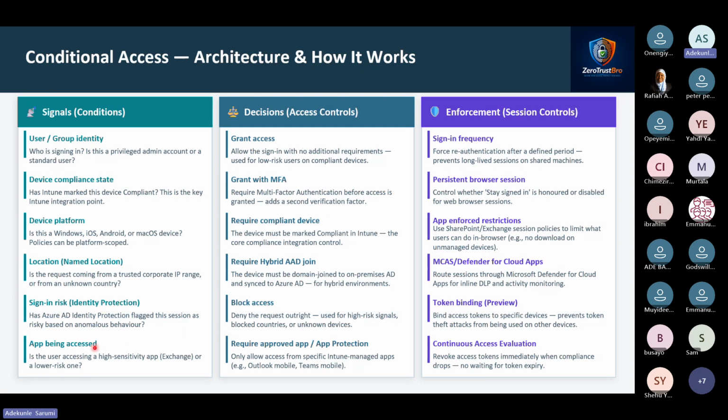Then app being accessed. Is the user accessing a high-sensitivity app like Exchange, or a lower risk one? So I've assisted some organizations to set up conditional access for access to Exchange and OneDrive. So they set it up in such a way that it will require your device to be compliant. It would also require that you set up MFA. But if you're trying to do any other thing, say you're working on Word on the web, it allows you to. But when you're working on other applications, it can actually block your access to it.